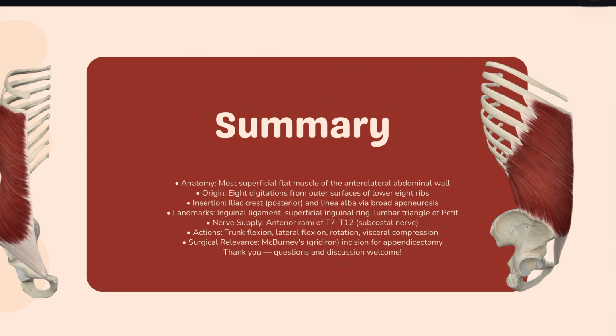As for the summary, this is the most superficial flat muscle. Origin is from the eight digitations, from the lateral part of the anterior extremities. Insertion is to the iliac crest, posterior outer lip, and linea alba via a broad aponeurosis. There are the inguinal ligament, superficial ring and lumbar triangle. Nerve supply is from the anterior rami T7 to T12.